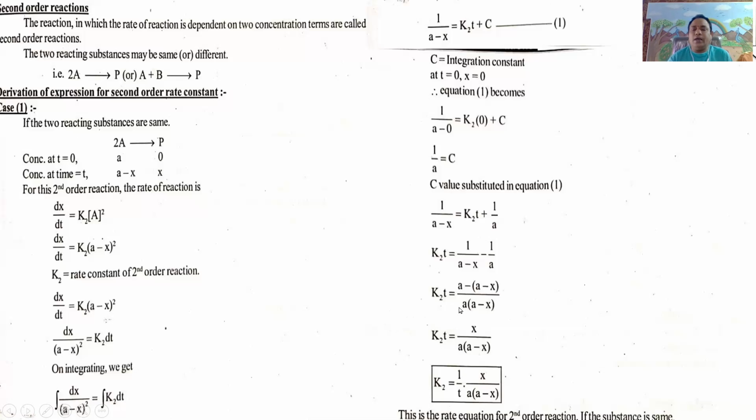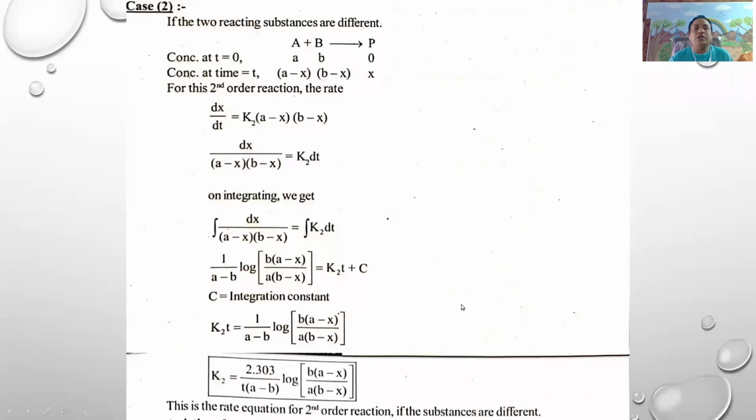But in the second case, in which there are two different types of reactants are participated in a chemical reaction, means if the two reacting substances are different, that is A and B, two different reactants are participated, it gives rise to products P.